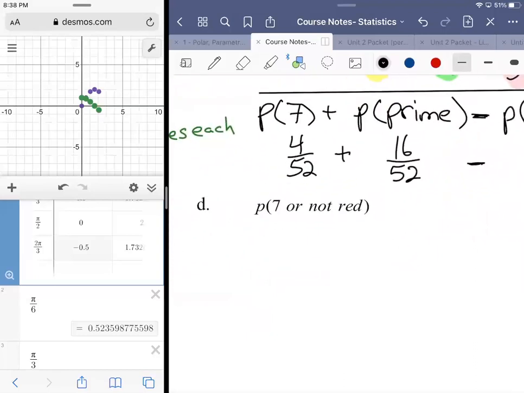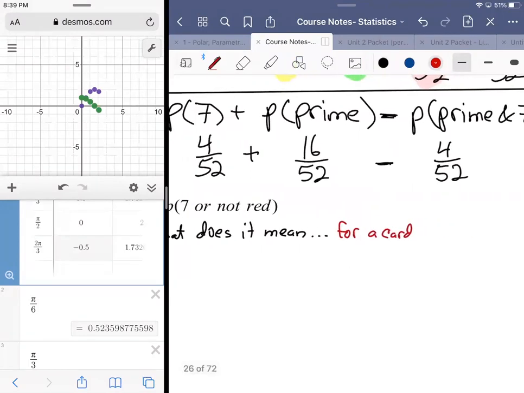So what I would do is look at this and say, okay, what does it mean, right? And it's not the entire sentence. It's what does it mean, right? So what does it mean... All right, now the... would be, in this case, followed by, for a card to be not red.